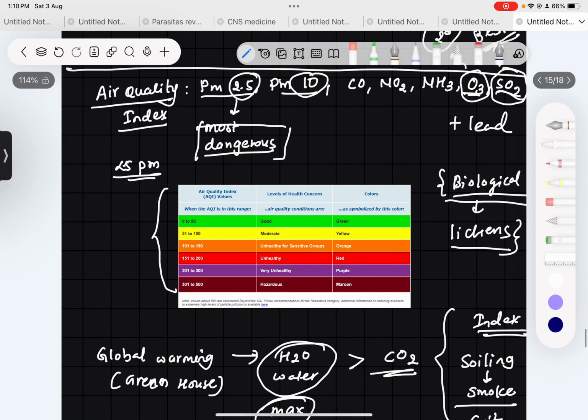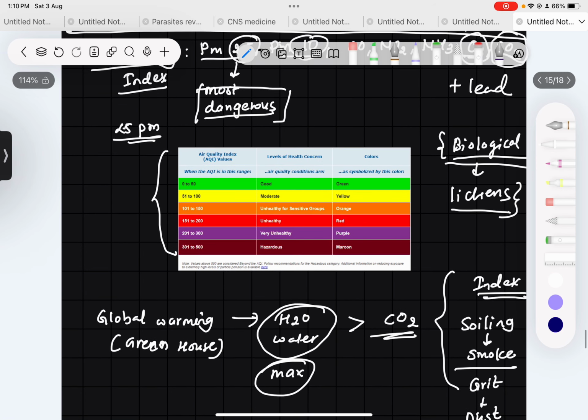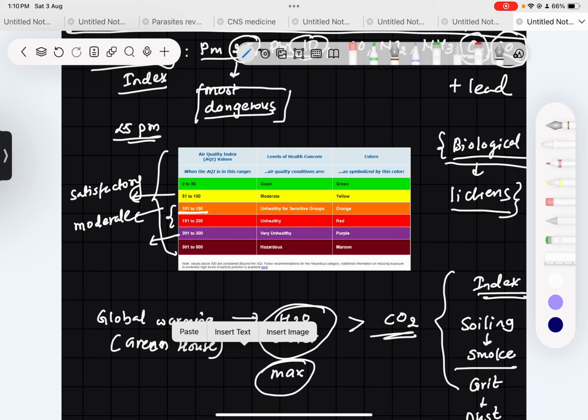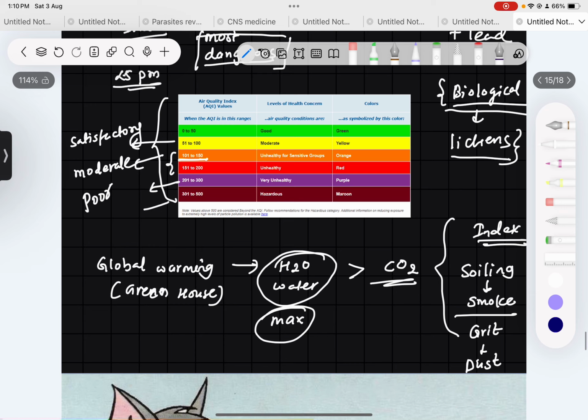Now about the air quality index. We know that 0 to 50 is good. 51 to 100 is satisfactory. 101 to 200 is moderate. 201 to 300 is poor, and this is divided into two parts, very poor and severe.